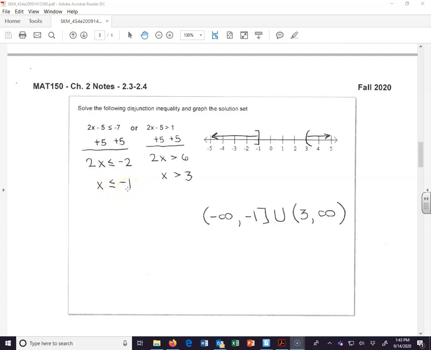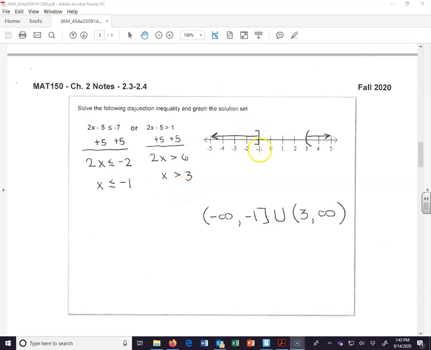So that's going to be one side of our graph. The other one, we're going to add 5 to both sides again. We get 2x is greater than 6. And then divide by 2, and we get x is greater than 3. So that's going to be the other side.